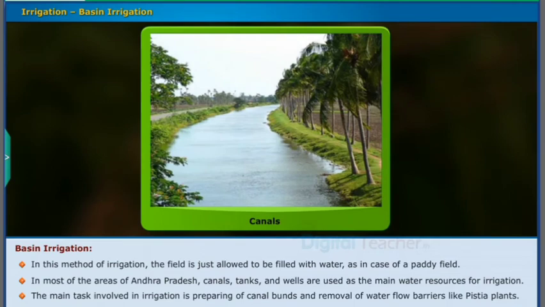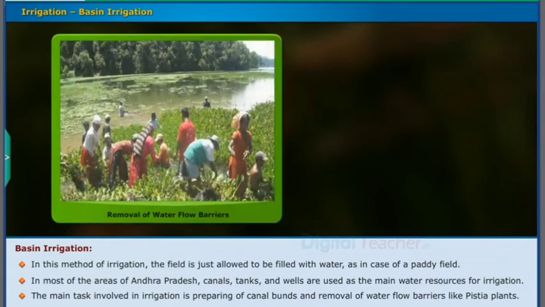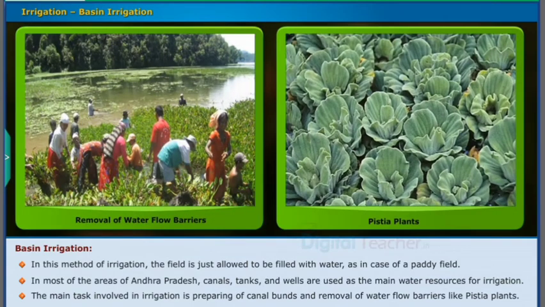The main task involved in irrigation is preparing of canal bunds and removal of water flow barriers like pistia plants.